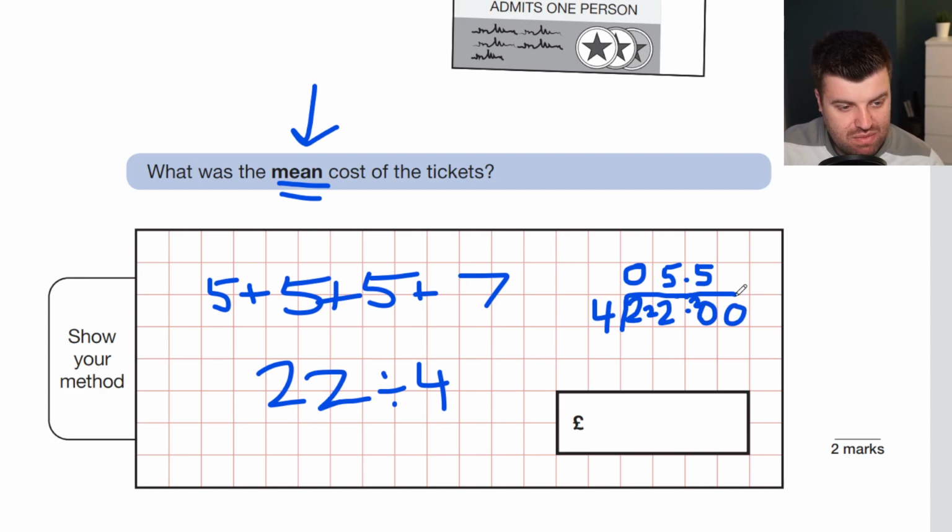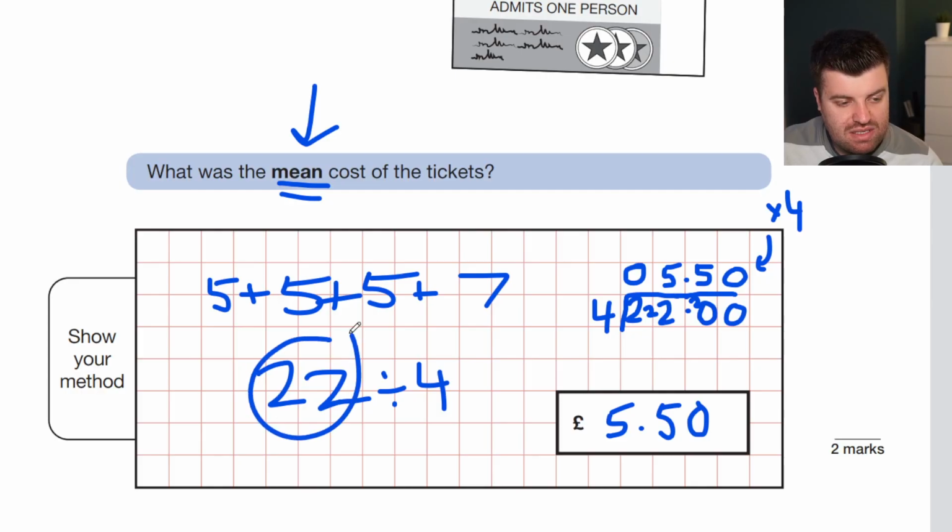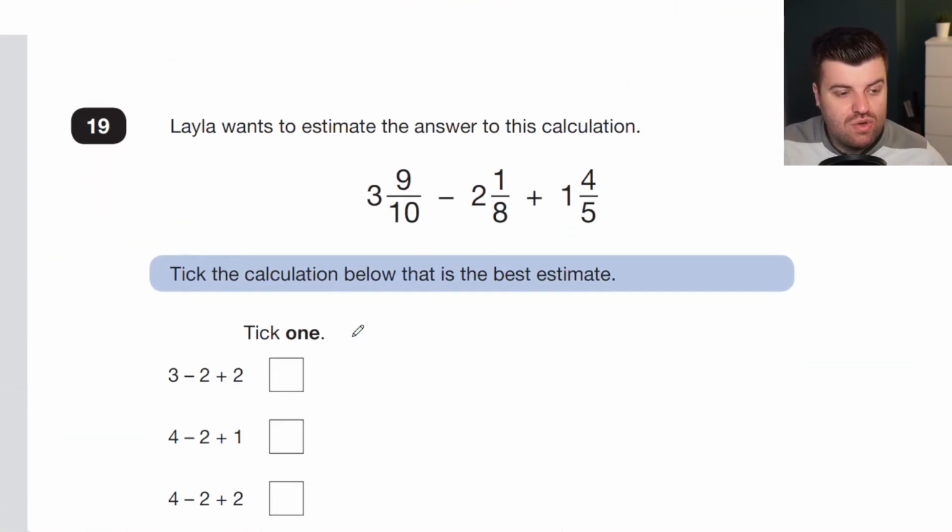£5.5. Well, we know, don't we, that for money, we need 2 decimal places. The mean cost of one of his tickets was £5.50. You can check this. If you multiply £5.50 by 4, you should end up back at 22. So if you wanted to check it, you can.